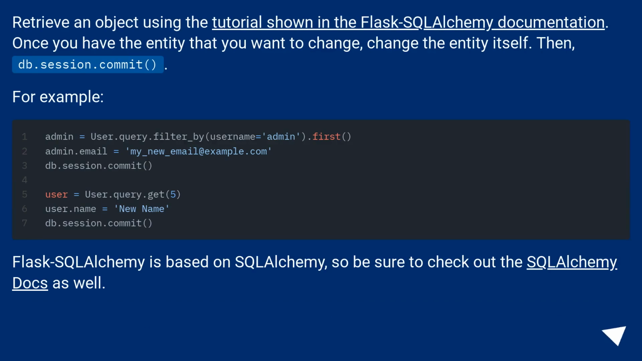Retrieve an object using the tutorial shown in the Flask-SQLAlchemy documentation. Once you have the entity that you want to change, change the entity itself. Then, db.session.commit. For example, Flask-SQLAlchemy is based on SQLAlchemy, so be sure to check out the SQLAlchemy docs as well.